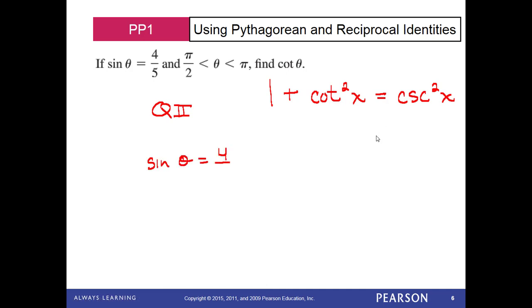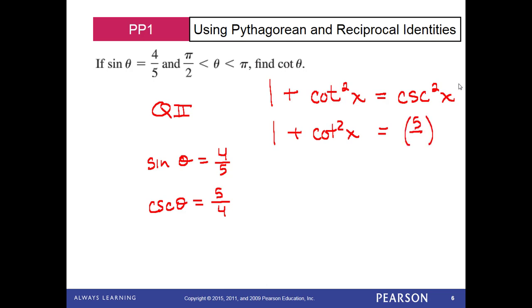Yes, I think so. Aren't sine and cosecant reciprocal functions of each other? Absolutely. So if sine theta is equal to 4/5, that means cosecant theta is equal to 5/4. That's perfect. Now I've connected sine to cosecant, and this formula will connect cosecant to cotangent.